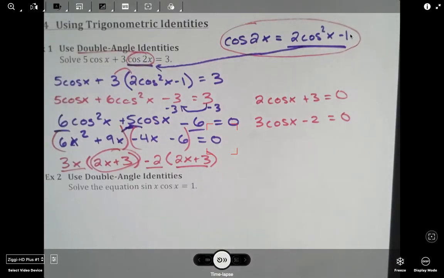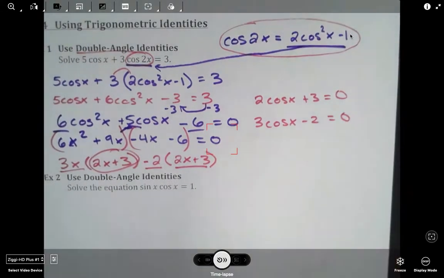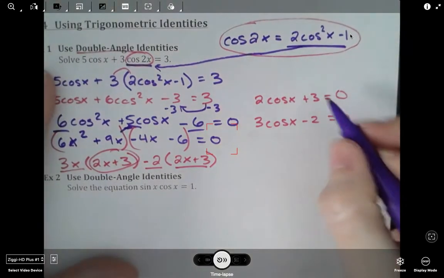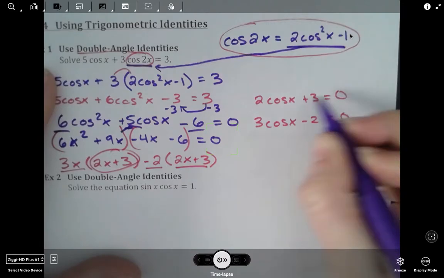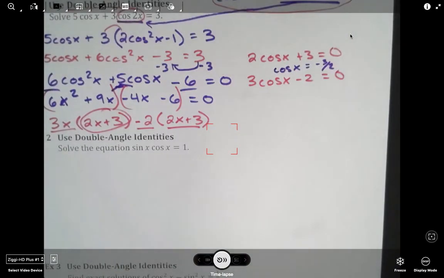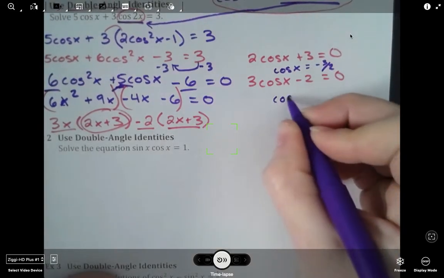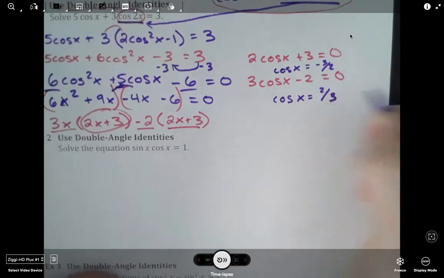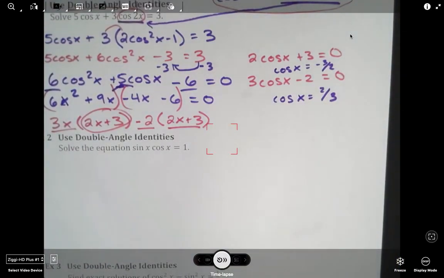Now, I am going to move the stuff to the other side. So if I subtract 3 and divide by 2, cosine of x equals negative 3 halves. Can I skip those steps maybe? Add the 3, divide by 2. Are we good so far? Okay. What about the second one? If I add the 2, divide by 3. 2/3. Okay, now that's what cosine of x is. We're almost there.